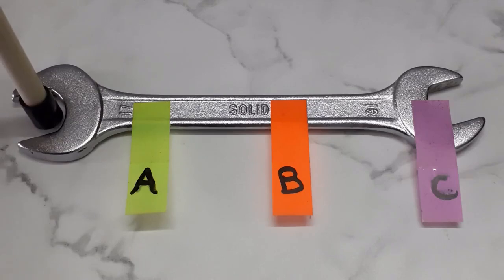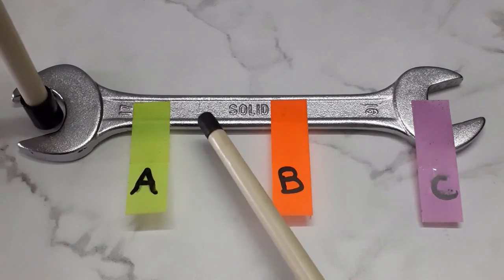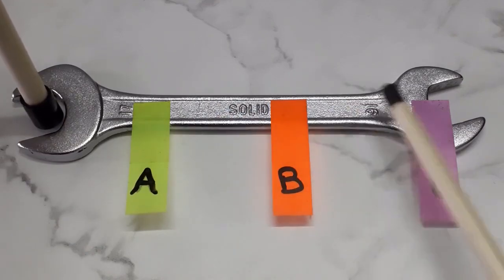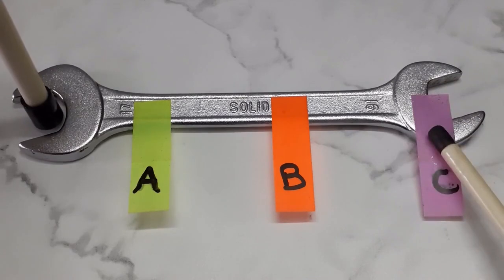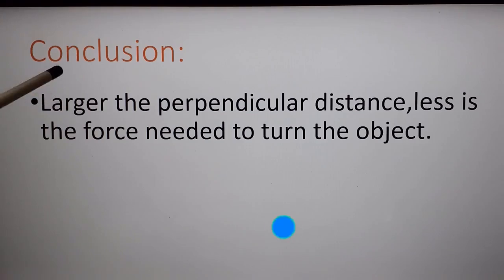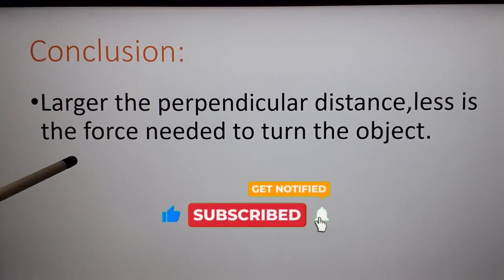In this spanner, if here is the nut which is to be loosened, at which point should we apply force? A, B or C? Definitely C. Why? So that with minimum force we can get maximum moment of force. Conclusion: the larger the perpendicular distance, the less force is needed to turn the object.